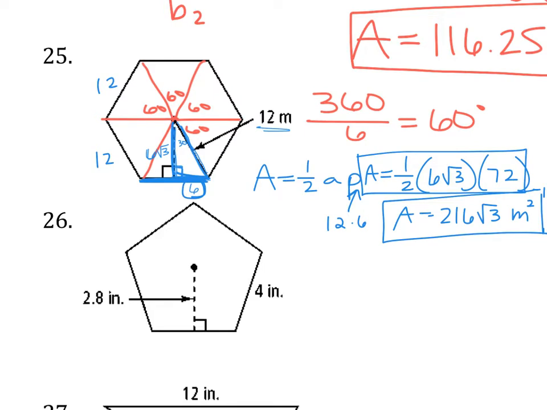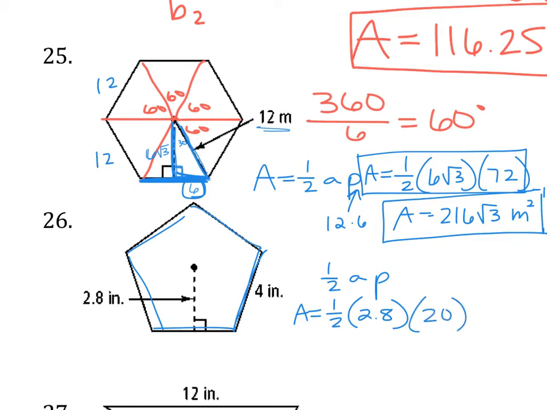Okay, so this next one's a little bit easier because you don't have to do all that work. You have your apothem. You can find your perimeter fairly quickly. What is your apothem? 2.8. Right, so you're going 1/2 times 2.8. And then what's your perimeter? 4 times 5, right? This is 4. There are 5 of them all the way around. So 4 times 5, or 20. So that gives you an area of 28 square inches. Okay?